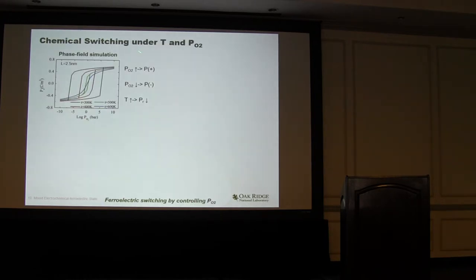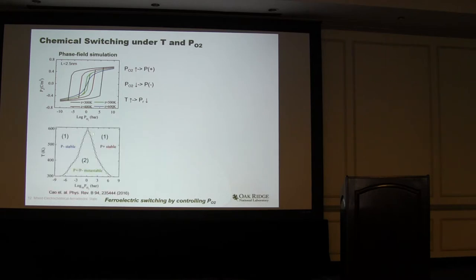So we further do a phase field simulation considering the temperature dependence of the switching behavior by controlling the oxygen partial pressure. This is reminiscent of the typical PE loop of a single domain ferroelectric material. When polarized here, the larger oxygen partial pressure favors the positive polarization, and smaller oxygen partial pressure will stabilize the negative polarization. And we also see a dependence of the remnant polarization and hysteresis loop area when the temperature increases, indicating that at high temperature, ferroelectricity is suppressed.